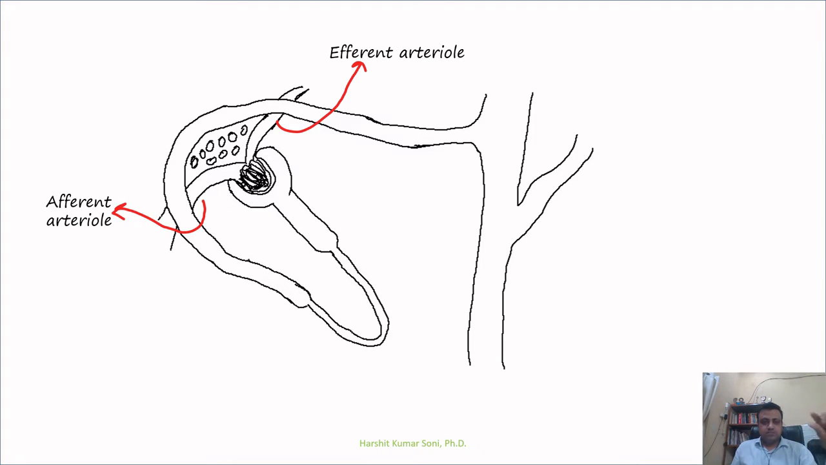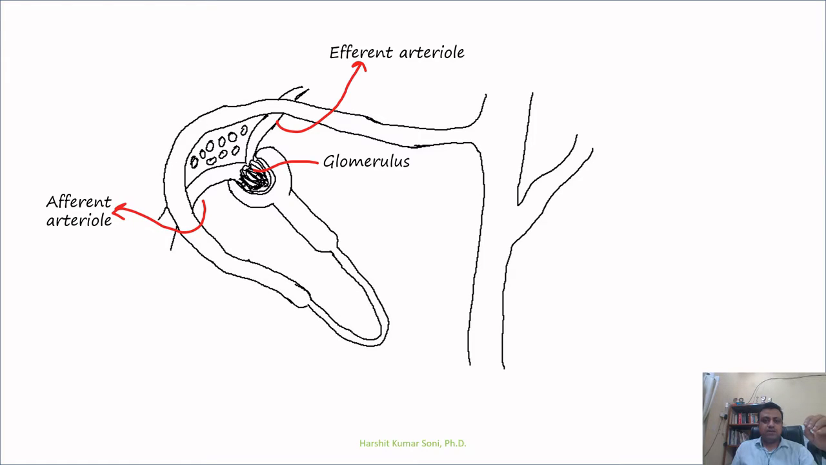Why is there this difference in diameter? So that it can create extra pressure. More blood will come in, less blood will go out, so more blood will be retained, and that will create more pressure in this area. These arterioles form a network of blood capillaries, and that network is called the glomerulus.